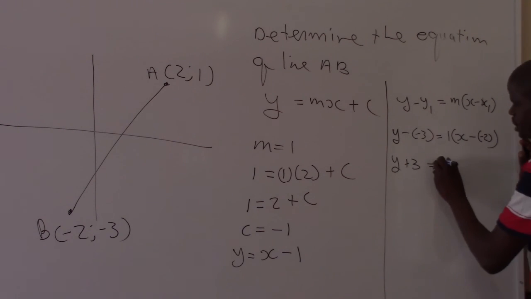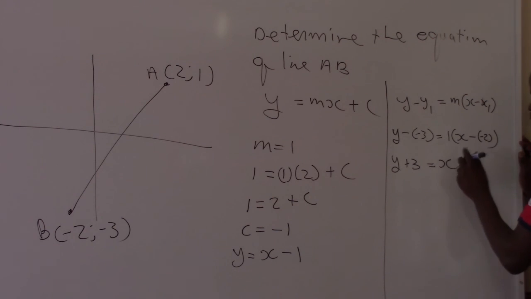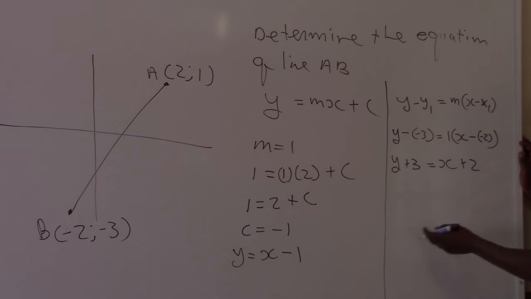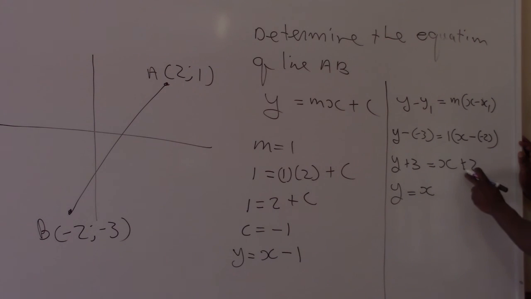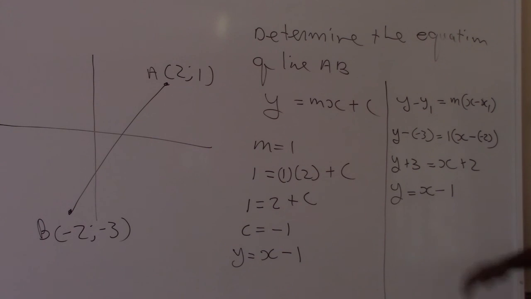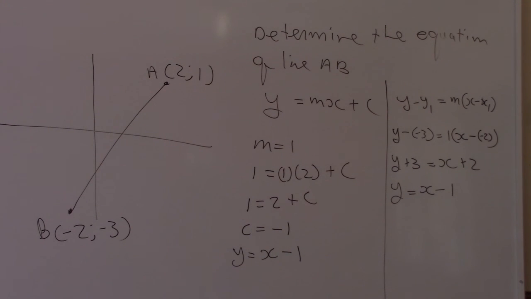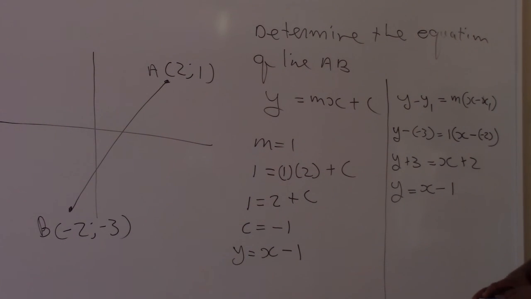So 1 times x is x. Negative times negative is positive, and 1 times positive 2 is 2. So that is what we're having. But we have to leave it in standard form, so we transpose 3. We have y equals x, and then positive 2 minus 3, which is negative 1. So that is how the equation of a straight line is dealt with in a way that will satisfy us. It's done just like that. Thank you so much.